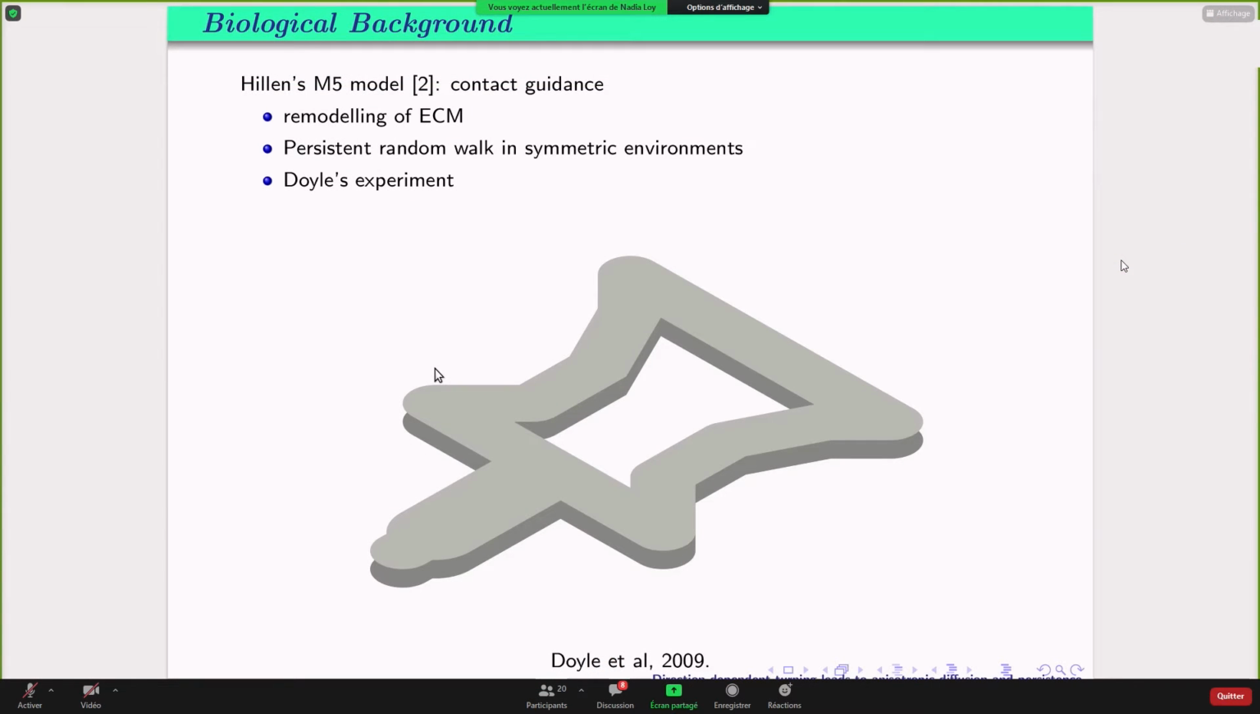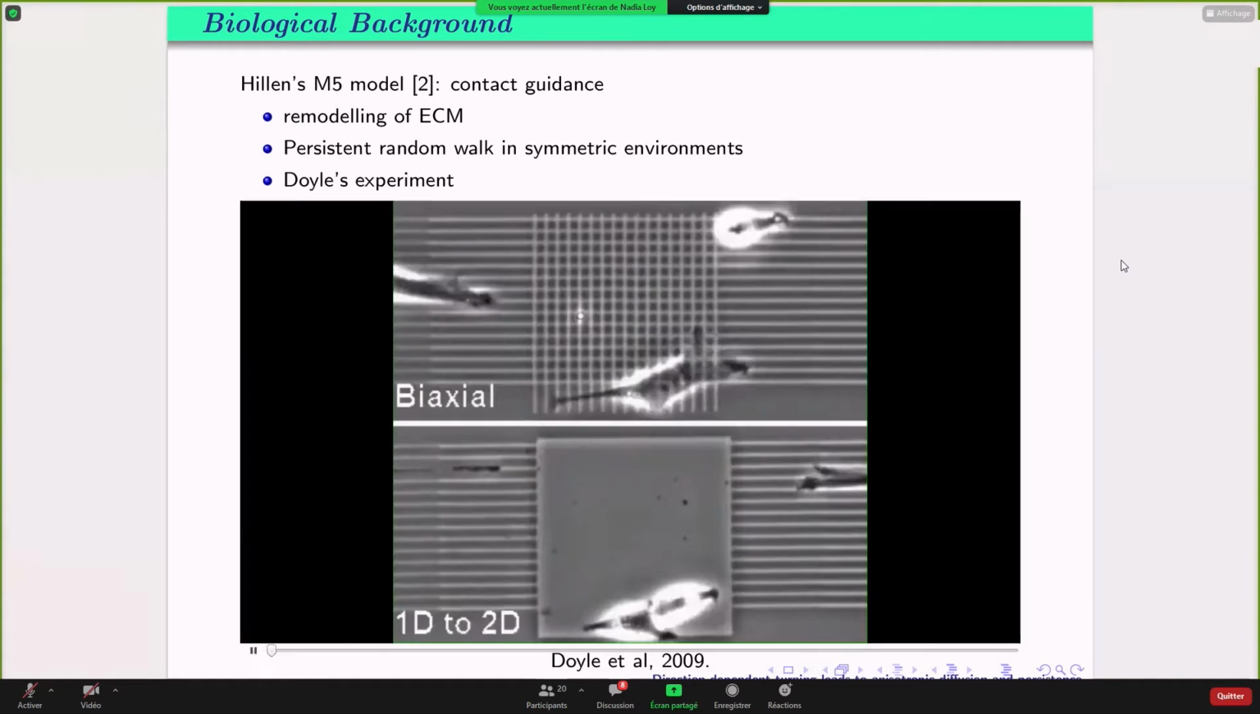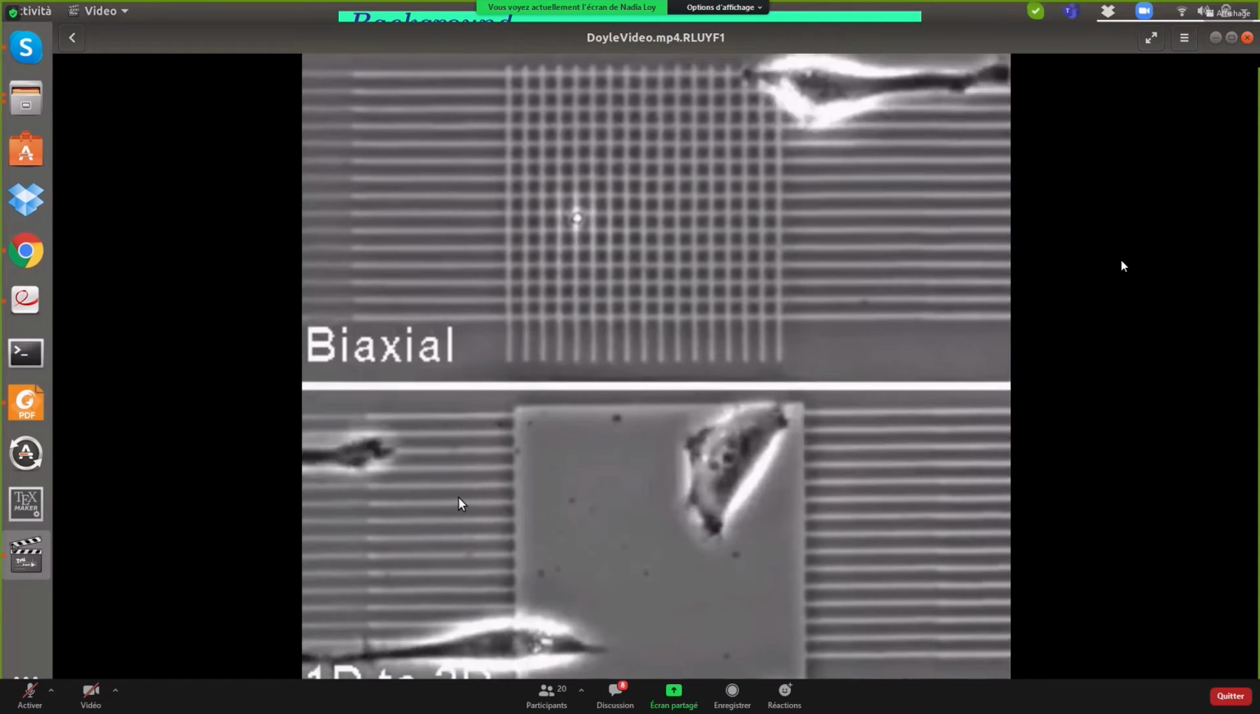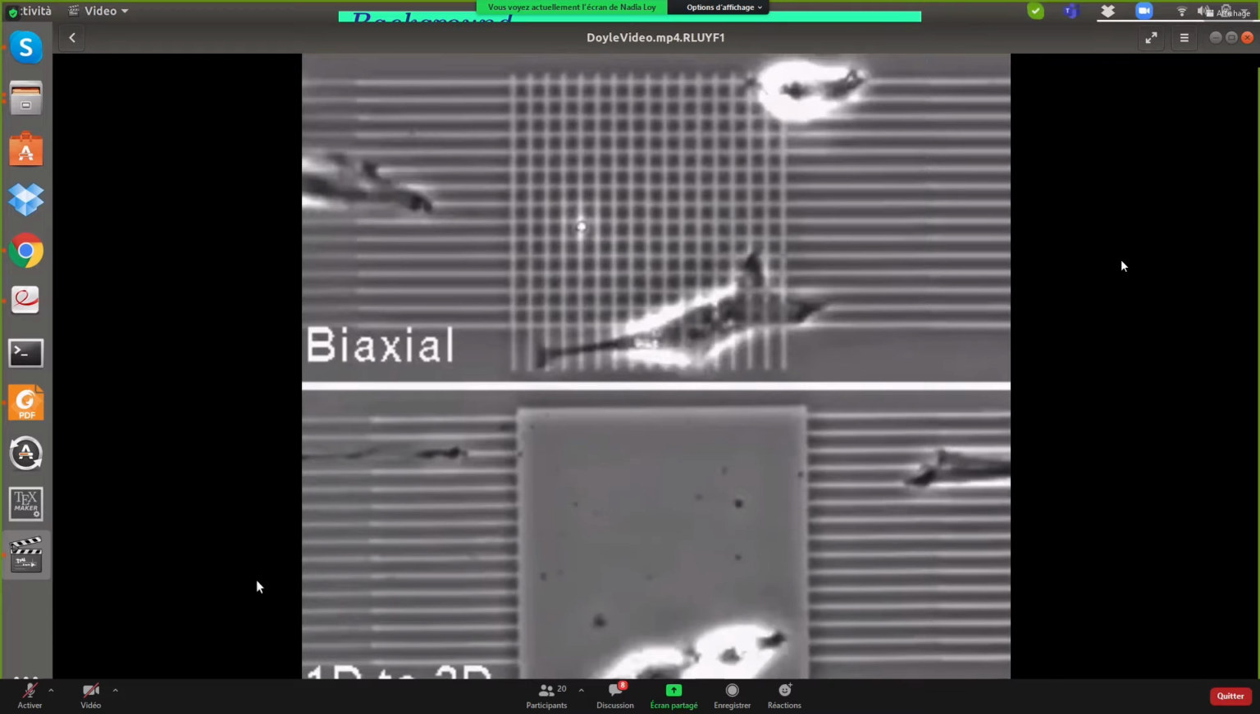Then we also observed that Hillen's model could not describe persistent random walks in symmetric environments. That means that if the fibers are not polarized, we can biologically observe persistent random walks, but Hillen's model was not able to reproduce them. And then Henri showed us this very interesting experiment by Doyle, in which there are fibroblasts migrating on fibronectin stripes.